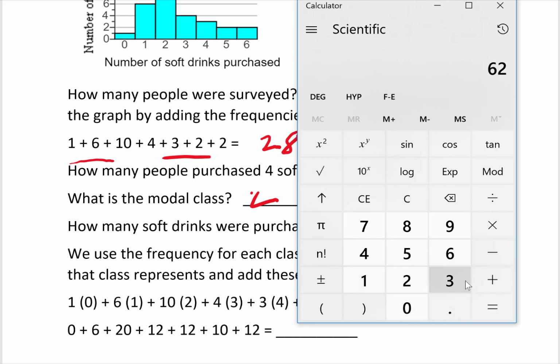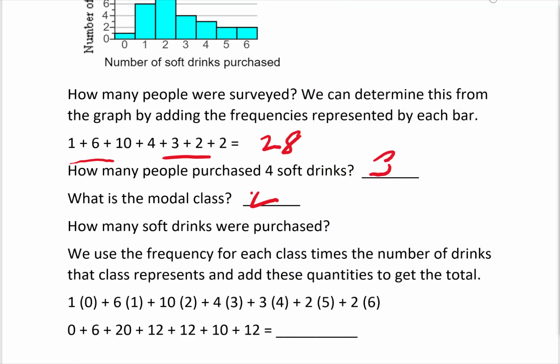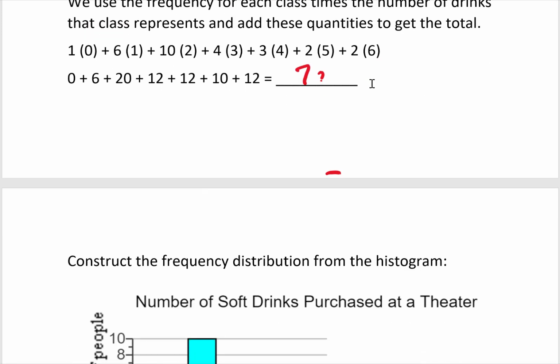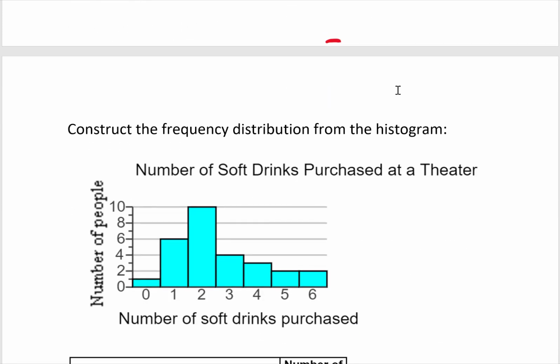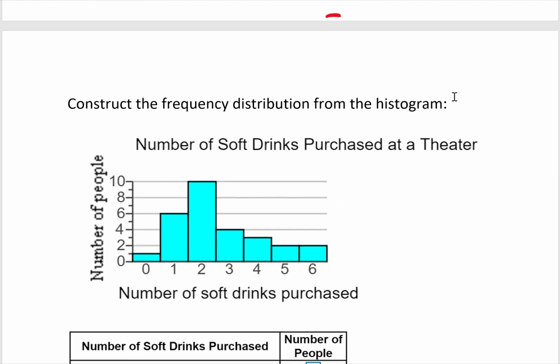And so I see, oh, I'm sorry, I put that wrong. It's supposed to be 72. Let's do it again. So it was 0 plus 6 plus 20 plus 12 plus 12 plus 10 plus 12. There we go, 72. It should be 72. So 72 altogether.